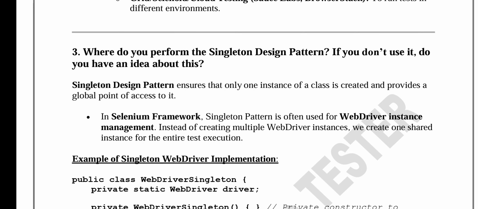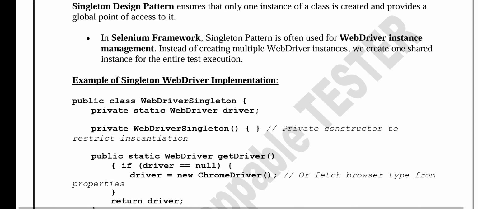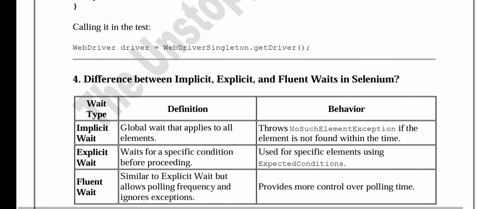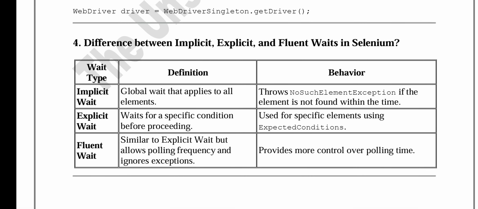So the next question is: where do you use the singleton design pattern? If you don't use it, do you have an idea about this? Okay, so here is a sample piece of code. And the next question goes like: what is the difference between implicit wait, explicit wait and fluent wait in Selenium?